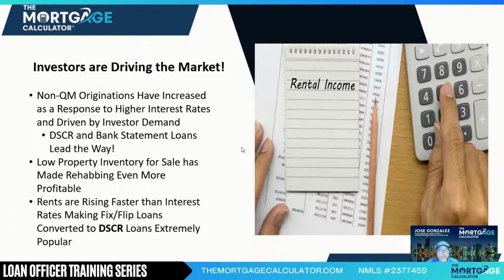The low property inventory has resulted in a great market for rehabbers to come in, buy distressed properties or older properties, whatever it may be, and creating them into somebody's dream home. And then we all know that the rental rates are also rising very fast, faster than interest rates, which makes fix and flip loans converted to DSCR loans extremely popular.